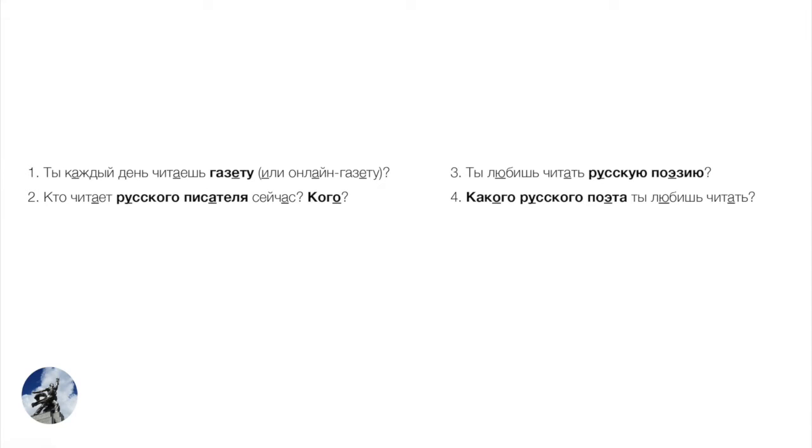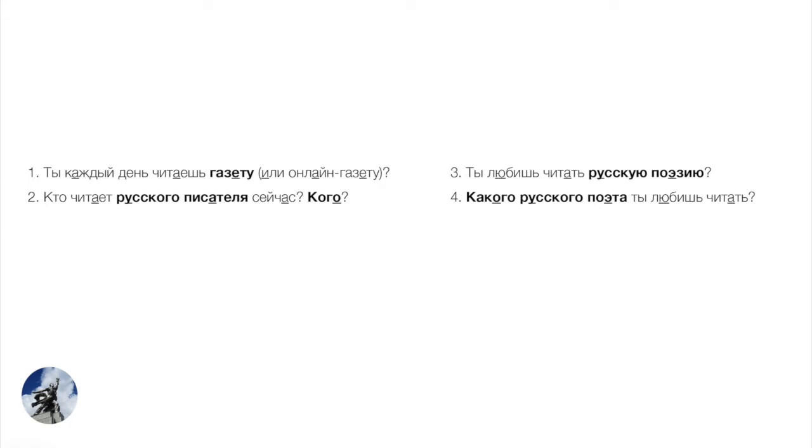Anyway, question two. Кто читает русского писателя сейчас? Who's reading a Russian writer right now? Кого, whom are you reading? If you are reading a Russian writer, you might try putting the name into the accusative. Keep in mind that if the writer is female, the name will most likely end in а or я, so just make it feminine accusative. And if the author is male, he's going to be animate, so you would give what look like the genitive forms of the name, for example Пушкина. Я читаю Пушкина. Some last names are adjectives. Я читаю Толстого. Я читаю Достоевского. We'll talk a lot more later about how to use Russian names.